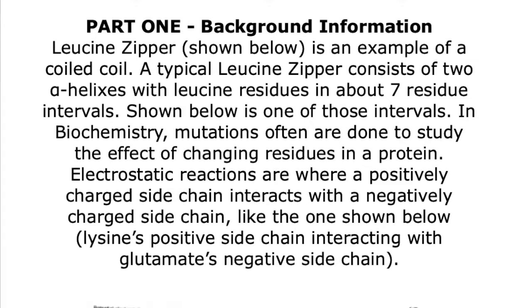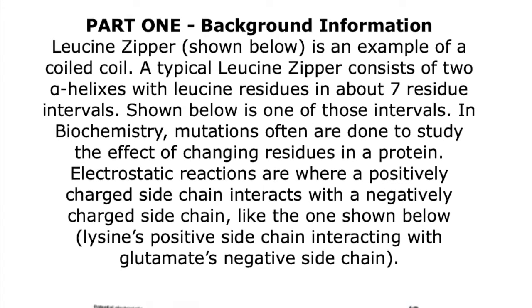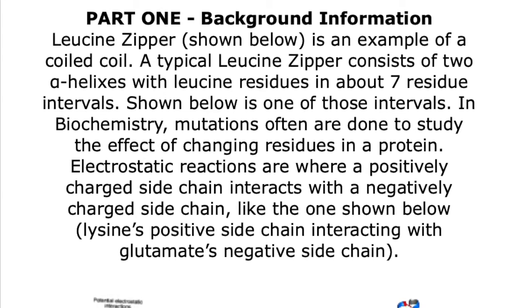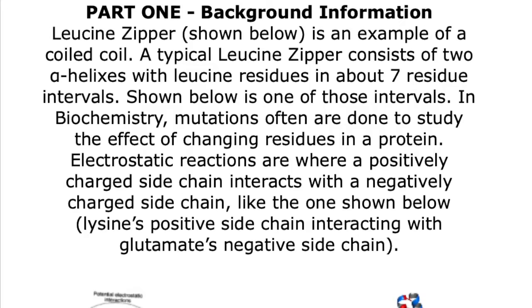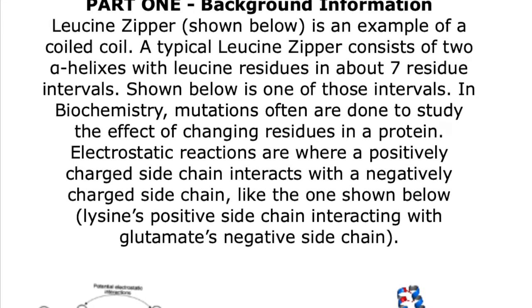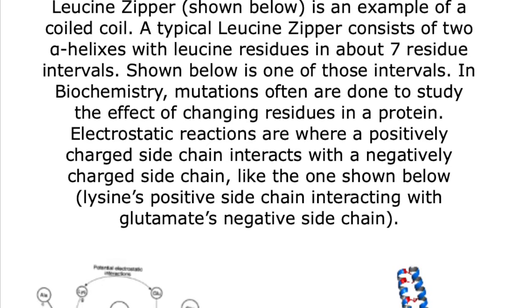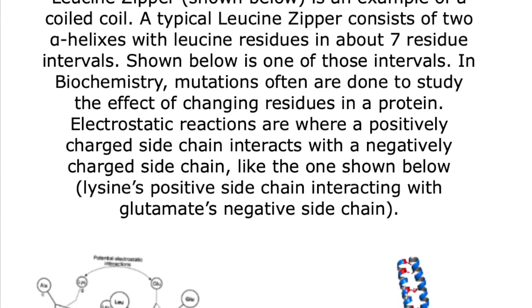To start off with this presentation, I wanted to add the Part 1 background information that was available on the discussion post. Leucine zipper shown below is an example of a coiled coil. A typical leucine zipper consists of two alpha helixes with leucine residues in about 7 residue intervals. Shown below is one of those intervals.